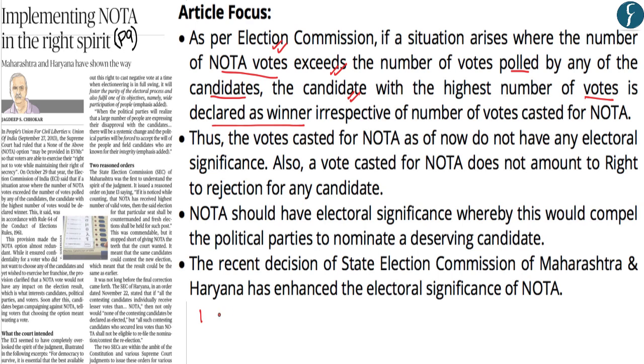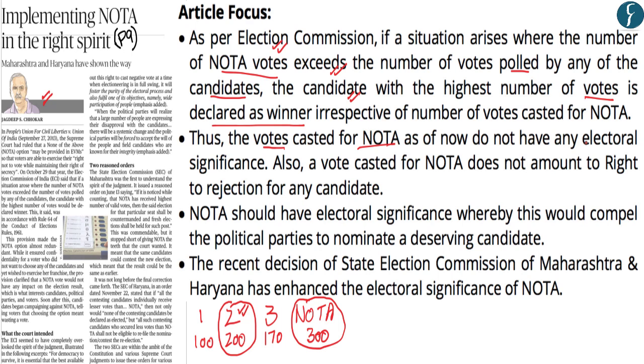So let's say there are 3 people who have stood for elections, whereby the first person gets 100 votes, the second person gets 200 votes, and the third person gets 170, while NOTA gets 300 votes. Now, even though NOTA, or none of the above option, has gotten the maximum number of votes, it would still be candidate number 2 who would be declared the winner in an Indian election. And it is within that context that the author has made an argument that votes cast for NOTA currently do not have any form of electoral significance.